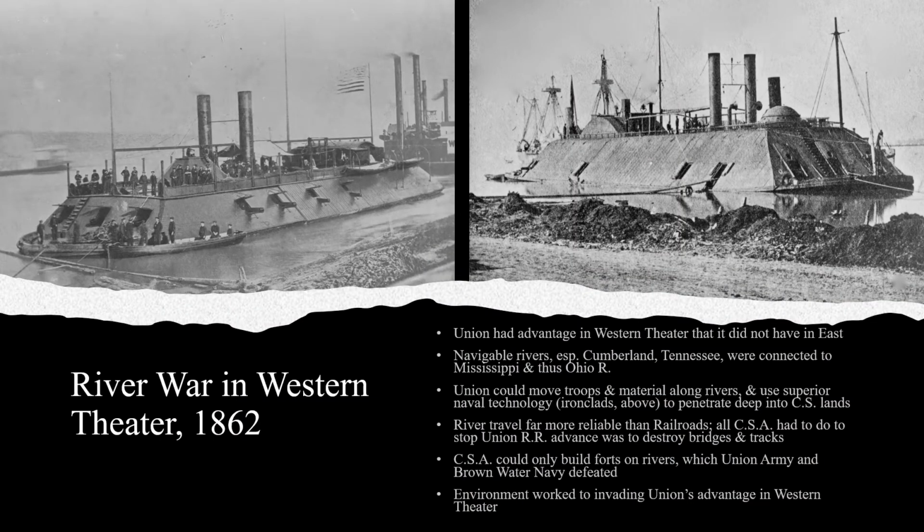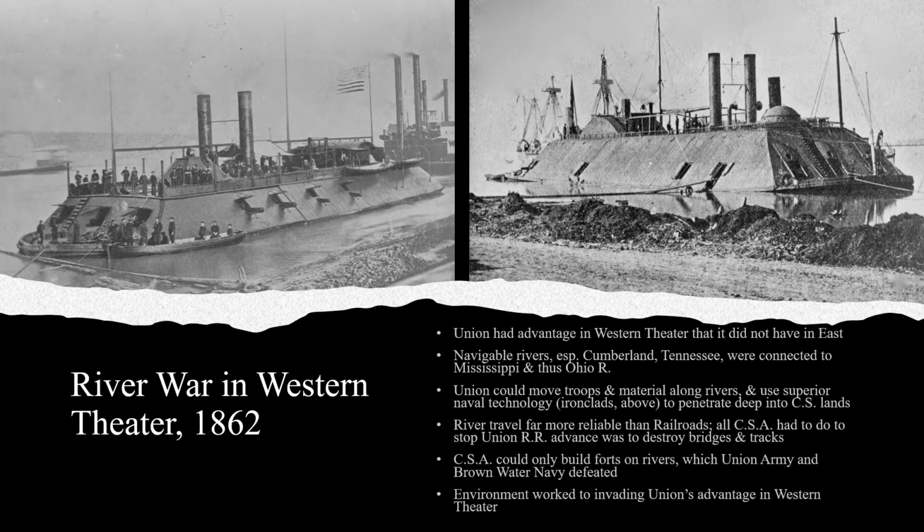During wartime, movement by steamboat over water was far more reliable than traveling by railroad. If the Confederates wanted to stop Union troops from invading by rail, all they had to do was burn a railroad bridge or destroy some tracks, and the Union attack would be literally derailed. The Confederates could not destroy rivers. All they could do was construct forts to try to contest the Union's naval advance.